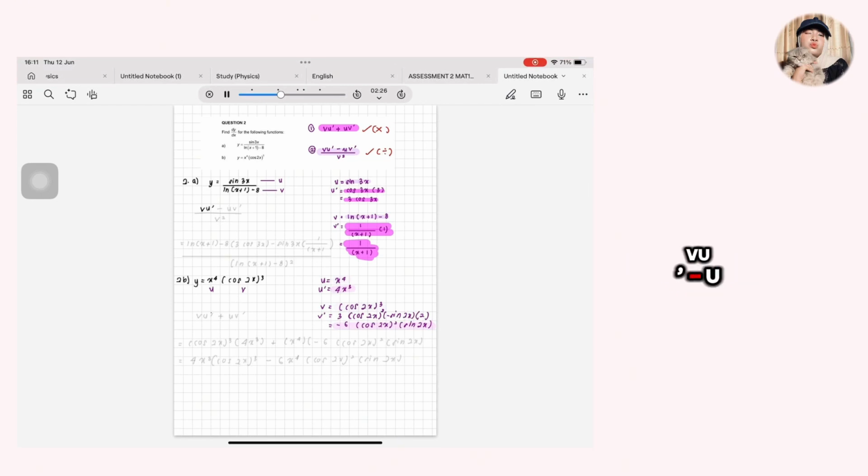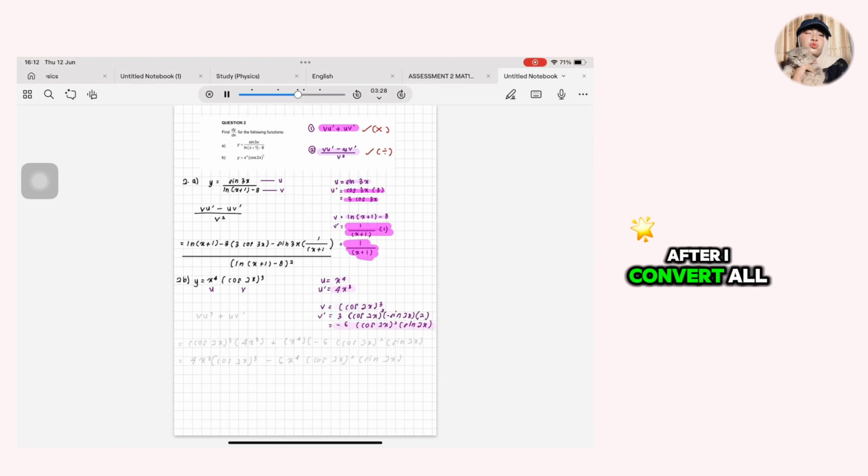vu prime minus uv prime, divided by v squared. v is ln(x plus 1) minus 8, multiplied with 3 cos 3x, minus u sin 3x. v prime is 1 over (x plus 1), divided by v squared, ln(x plus 1) minus 8.